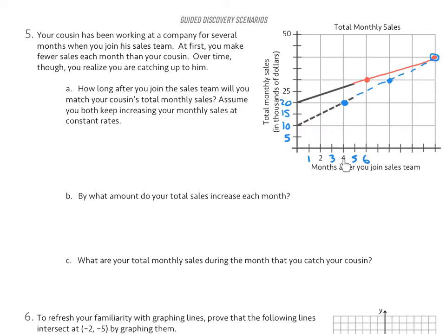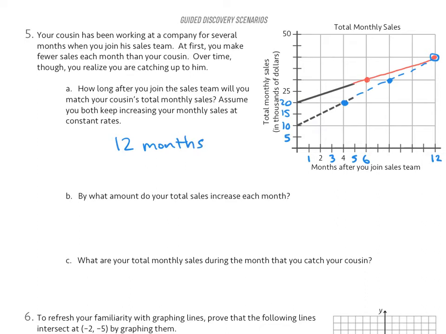1, 2, 3, 4, 5, 6. We need to keep counting until we get to this point, which lines up right here. So 6, 7, 8, 9, 10, 11, 12. So we can put 12 months. That's how long it takes for you to match your cousin's total monthly sales.